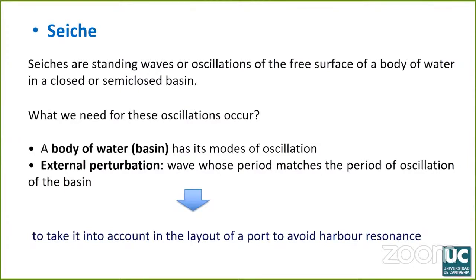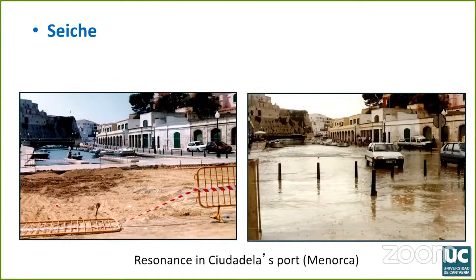It is important to carry out field investigations to establish if there is a seiche present in a given area, and if so, take this into account in the layout of the port to avoid harbour resonance. In the images you can see the port of Ciudadela on the island of Menorca before and during an episode of resonance. In this case, the seiche has been produced by atmospheric pressure variations.